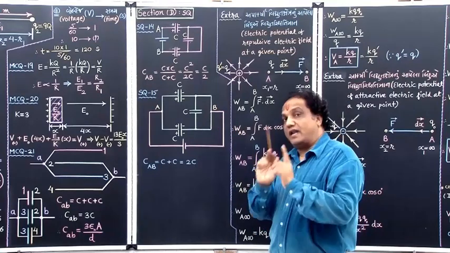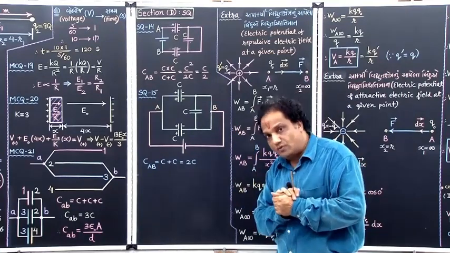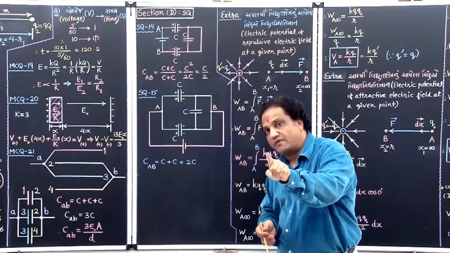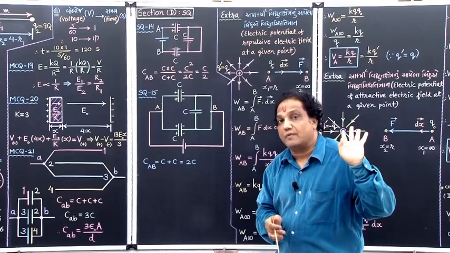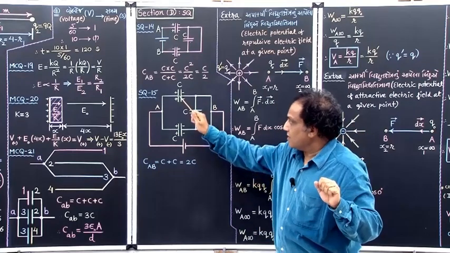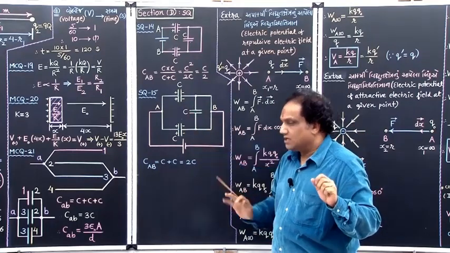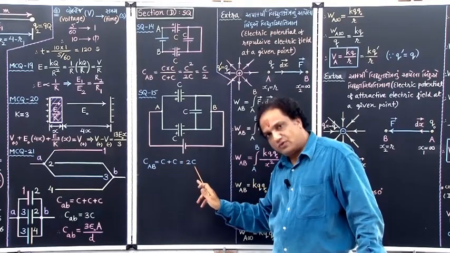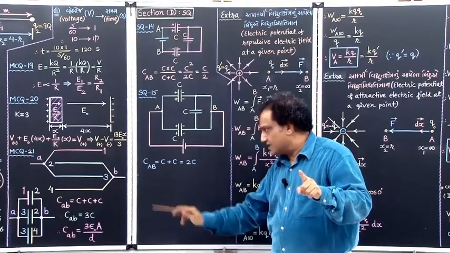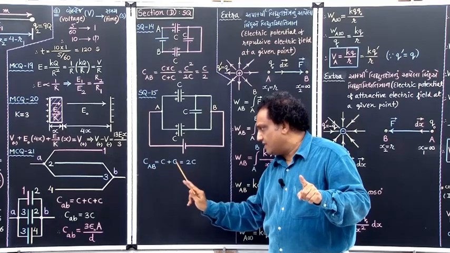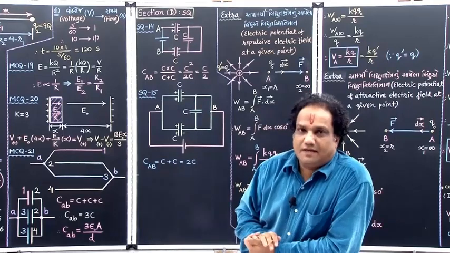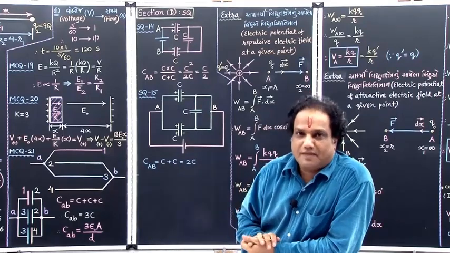Now, in case of parallel connection of capacitors, what is the law? Mathematically, you can say equivalent capacitance will be equal to summation of individual capacitances. Here also capacitance is C, here also C. So, simply make their addition, C plus C, that is 2C. So, equivalent capacitance in this case between points A and B is 2C, got it? Fine.